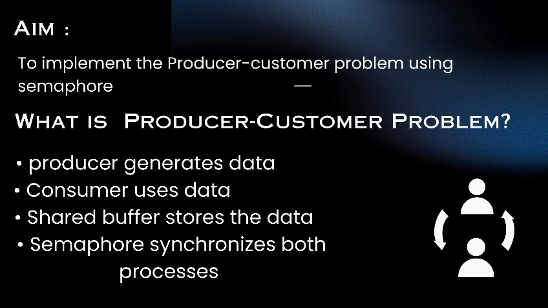First of all, what is a producer-consumer problem? The producer generates data and stores it in a shared buffer. The consumer retrieves the data from the same buffer. Since both processes access the same buffer, semaphores are used to synchronize them and prevent data conflicts.